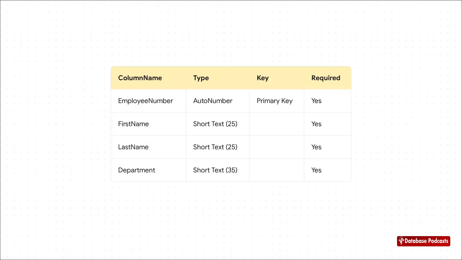Well, the translation is surprisingly direct. Your employee entity becomes a table. Every attribute, like first name or department, becomes a column. But right here is where you start making some really critical design choices. You have to assign a specific data type to every column. Is it a number? Is it text? And, probably most important of all, you have to pick a primary key that's going to uniquely identify every single employee.